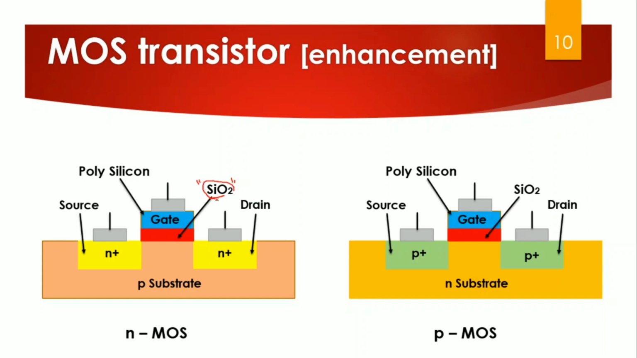Why is it an insulator? Because it should not allow any of the ions or any of the charges present in the substrate to move towards the gate, or any of the charges present in the gate to move towards the substrate. So silicon dioxide is a perfect insulator. Its thickness will be very minute, not much thick. And this polysilicon gate is used to store the charges.